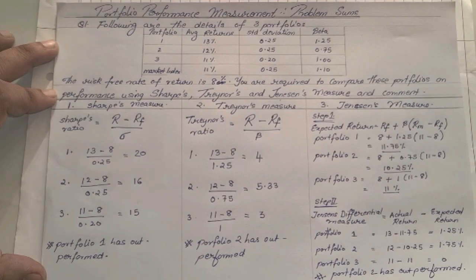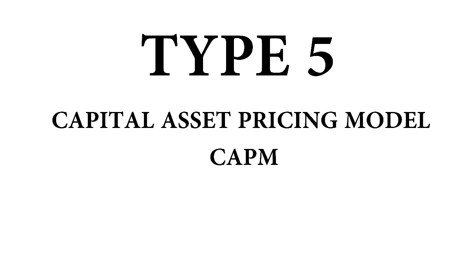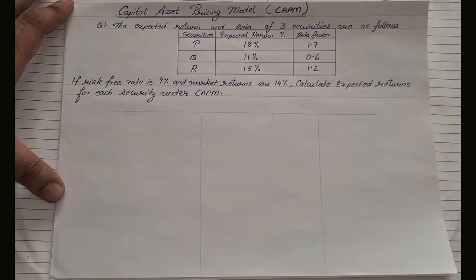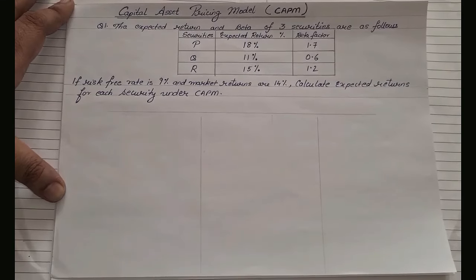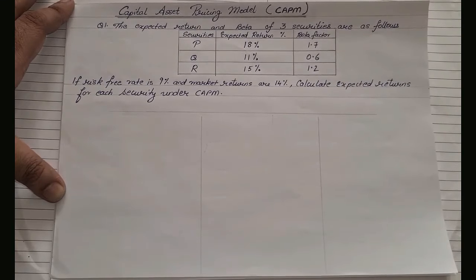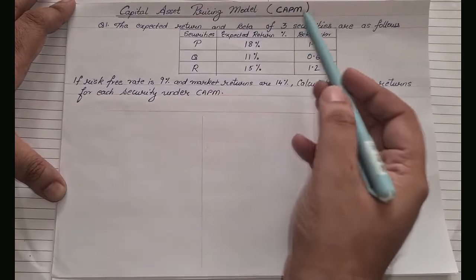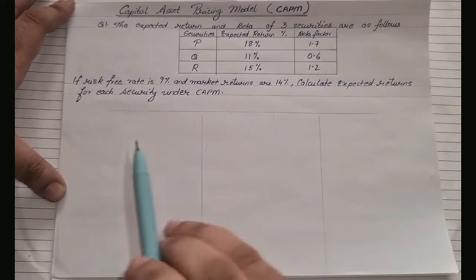Now let us jump to the next, type number 5. Now, type 5 is the capital asset pricing model, also known as CAPM. So let us see what kind of sum can be asked based on the capital asset pricing model or CAPM. Now let us see how to solve the sum where we are asked to find expected return under the capital asset pricing model, also known as the CAPM model, or CAPM method.